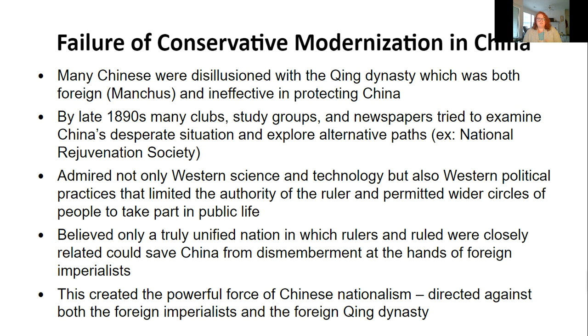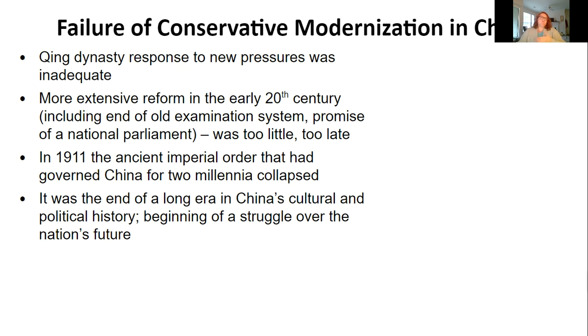Most of the area is controlled by the British, the French, the German, the Japanese, and the Russian. So this failure of conservative modernization in China really disillusioned the Qing dynasty, which was both foreign and ineffective. By the late 1890s, many clubs, study groups, and newspapers tried to examine China's desperate situation and explore alternate paths. They admired not only Western science and technology, but also Western political practices that limited the authority of the ruler and permitted wider circles of people to take part in public life. They believed only a truly unified nation in which rulers and ruled were closely related could save China from dismemberment at the hands of foreign imperialists. And this would create a powerful force of Chinese nationalism, directed against both the foreign imperialists and also the foreign Qing dynasty.